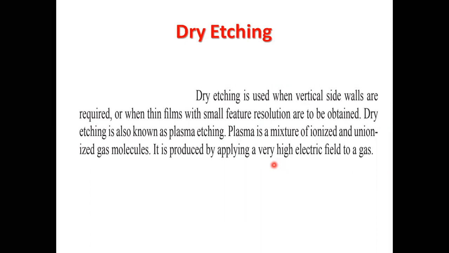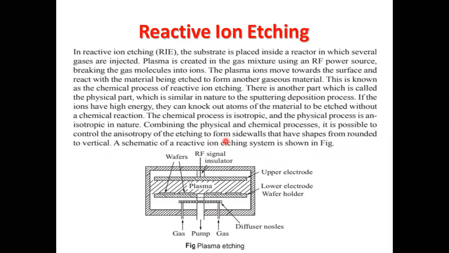Now let us move to the next slide, that is the reactive ion etching. The reactive ion etching is also known as RIE, that is, in short form, RIE. The substrate is placed inside the reactor in which several gases are injected. Plasma is created in the gas mixture using an RF power source, breaking the gas molecules into ions. The plasma ions move towards the surface and react with the material being etched to form another gaseous material. This is known as the chemical process of reactive ion etching.